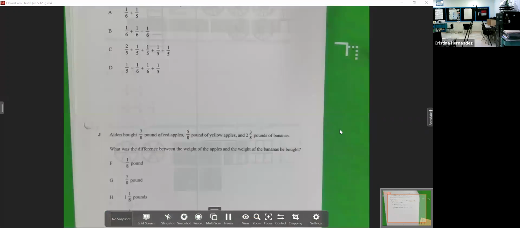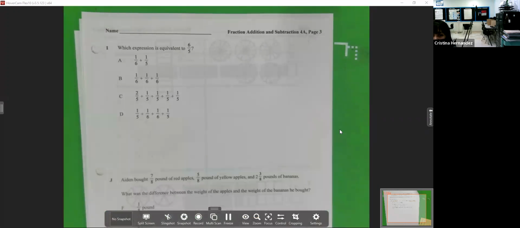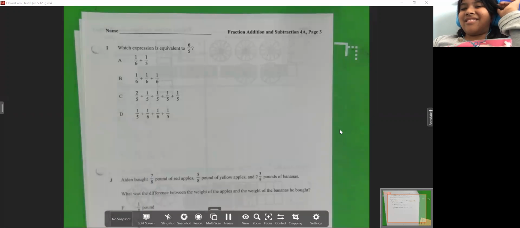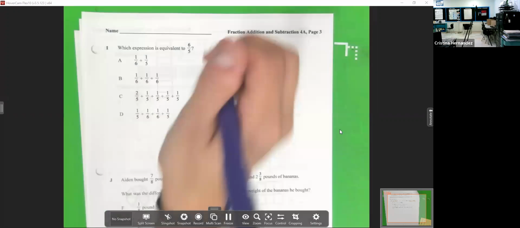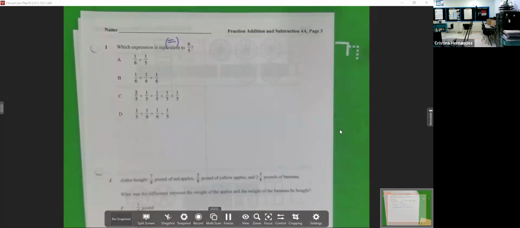Ooh, we're breezing through this now. Ooh, these are tricky. So which expression is equivalent to 6/5? What does equivalent mean? You will, I think, have one like this on your test. Equal to. Okay. So which one is equivalent to 6/5?